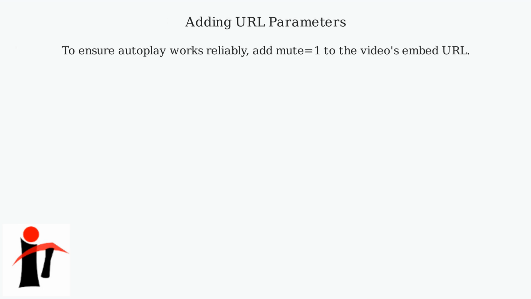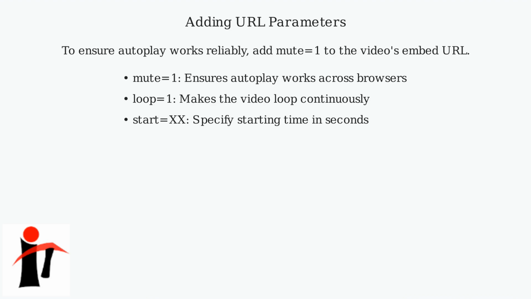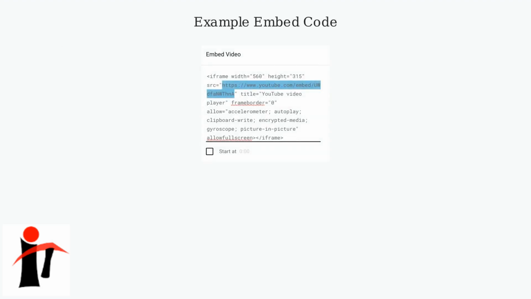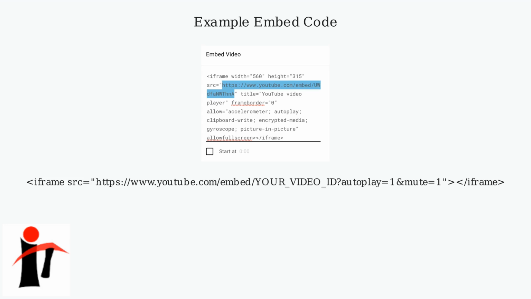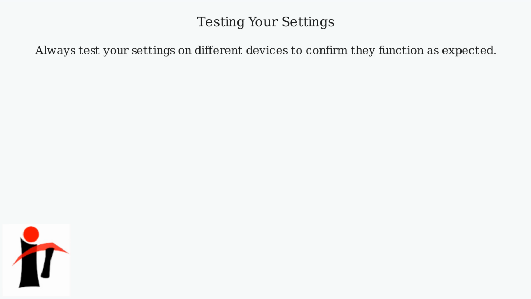To ensure autoplay works reliably, add mute equals 1 to the video's embed URL. You can also add loop equals 1 to make the video loop continuously and start equals XX to specify a starting time in seconds. For example, modify the iframe source URL like this: autoplay equals 1 and mute equals 1. You can also add loop equals 1 and start parameters as needed. Always test your settings on different devices to confirm they function as expected.